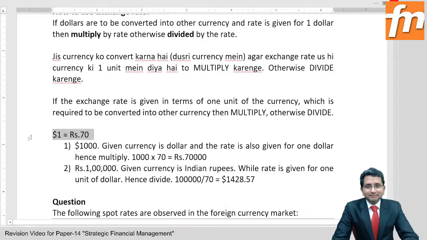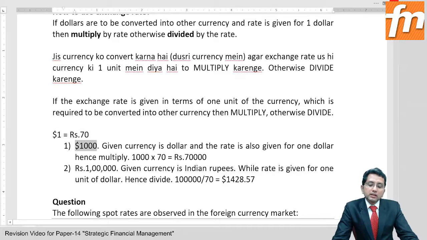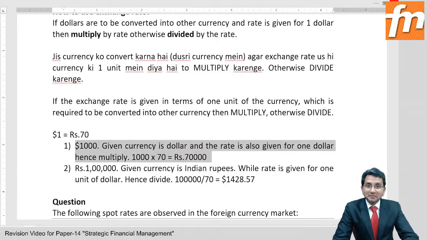Take an example. The exchange rate is $1 equal to rupees 70. Now suppose you have $1,000 to be converted. The exchange rate is given in terms of 1 unit of the currency which is to be converted, that is dollars, and that's why you should multiply by this rate. $1,000 multiplied by 70 rupees per dollar is equal to 70,000 rupees.